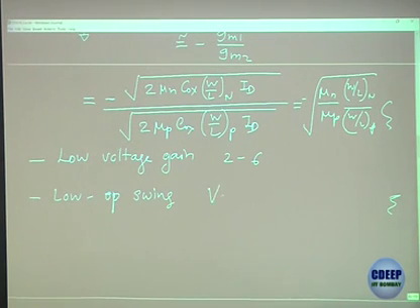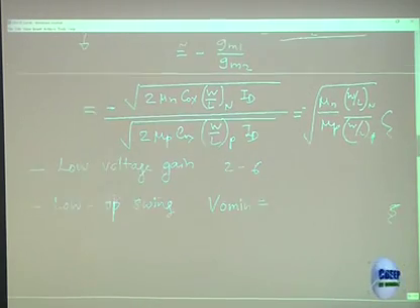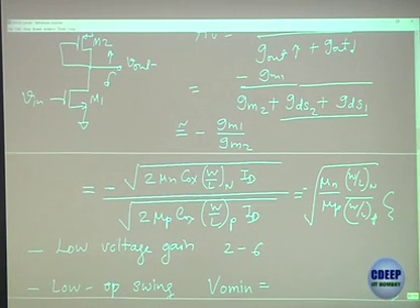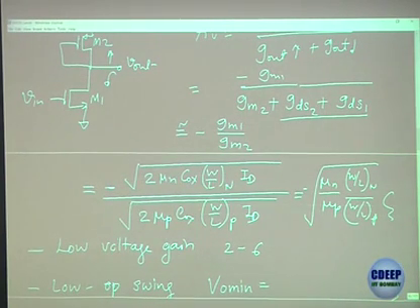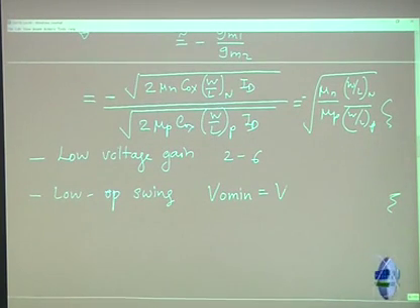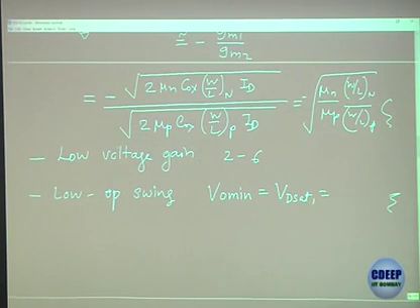What is VO minimum for this one? Can anybody tell? What is the minimum voltage that you can have at the output to keep everything in saturation? VD sat of this device, right? VD sat 1. Okay. Which can be something like 200 to 250 millivolts.